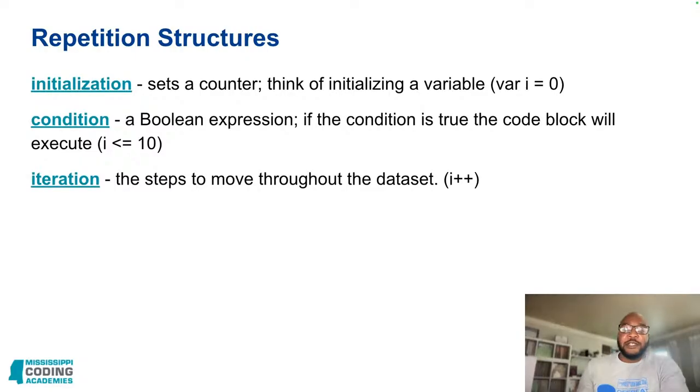And then we have the condition, and the condition is going to be a Boolean expression. And if the condition is true, the code block will execute. For example, the example we have here, i is less than or equal to 10. And then we have an iteration. And the iteration is the steps to move through the data set. And now we're introducing something that we haven't seen before, this i++.